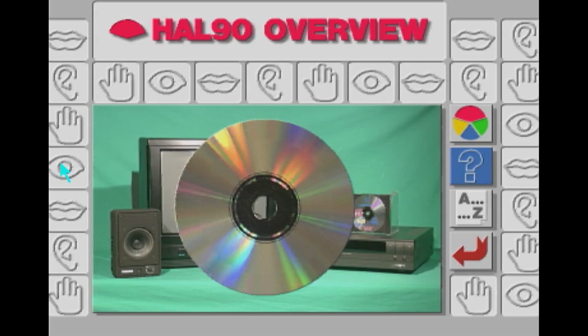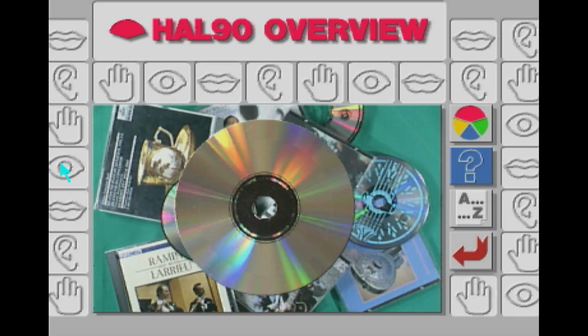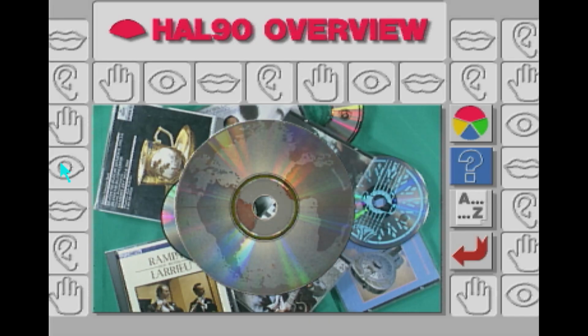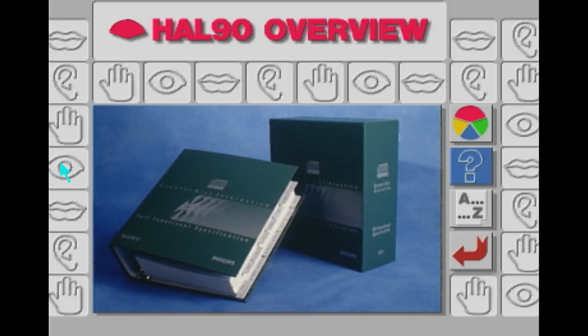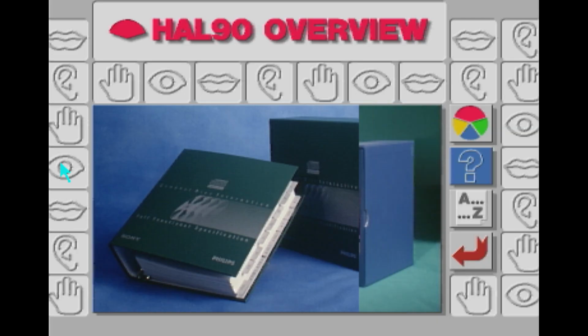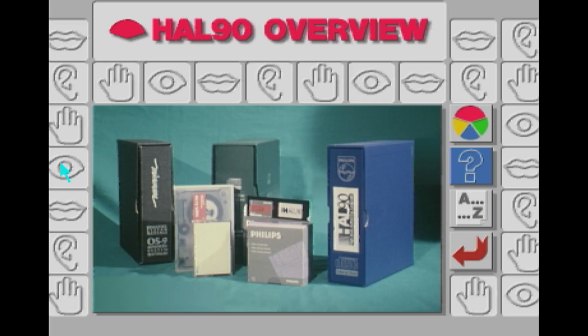CDI differs from other audiovisual media in that, like compact disc audio, it is an internationally accepted standard. This means that any CDI disc will work in any player anywhere in the world. The CDI standard was established in 1987 and set out in the Green Book, the full CDI functional specifications. The applications developed with HAL90 are guaranteed to be fully compatible with the Green Book specifications.